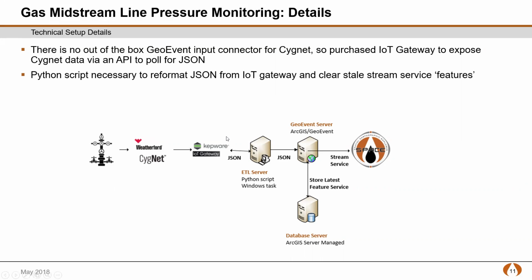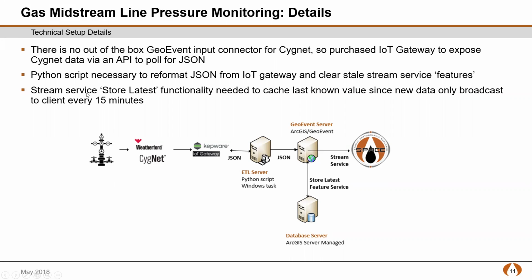However, we did find it necessary to put this Python script in between GeoEvent and our IoT Gateway API. And this was necessary due to some formatting issues with our JSON out of the API, and then also to deal with clearing old, stale features from our web application, which I will show an example of in a minute.